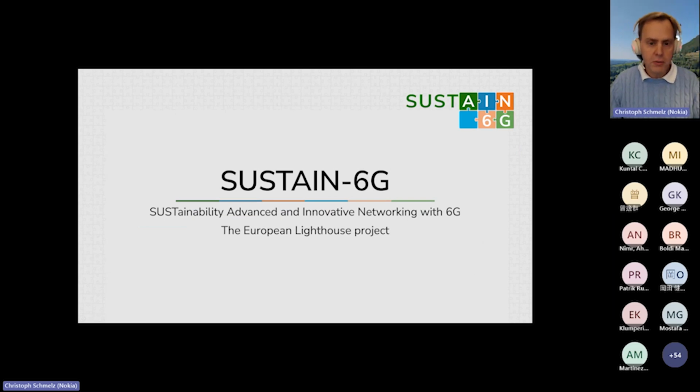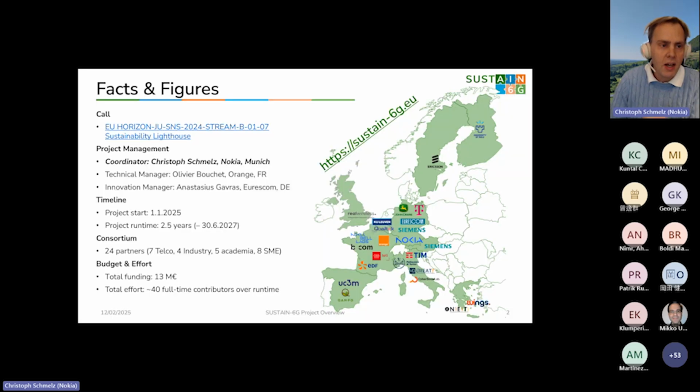Okay, very good. Thank you very much for the opportunity to present the Sustain 6G project in this forum. My name is Christoph Schmelz, Nokia in Munich in Germany, and I'm the coordinator of Sustain 6G, which is, as you can see from the title, Sustainability Advanced and Innovative Networking with 6G. It's denominated as the Sustainability Lighthouse project, and this project has just started now in January, so we are brand new.